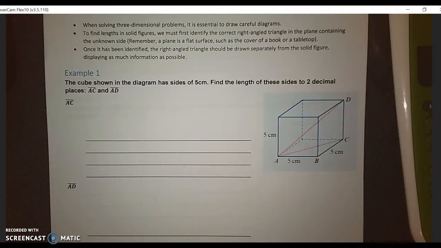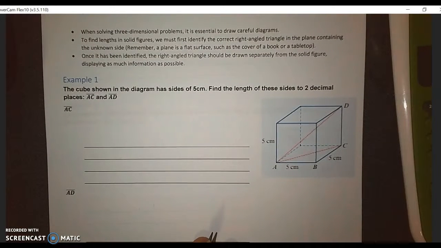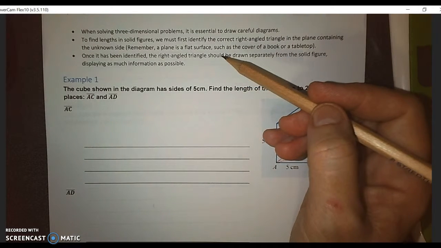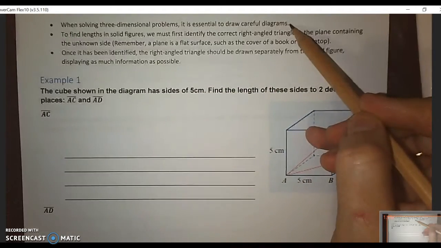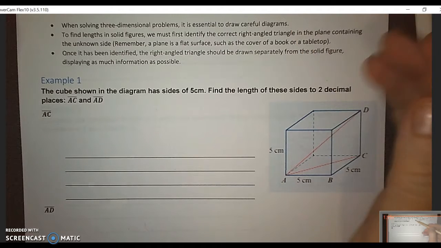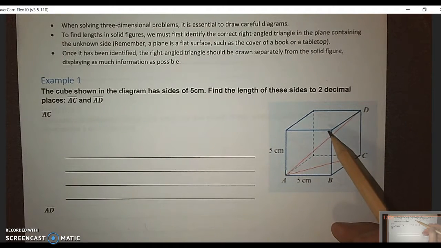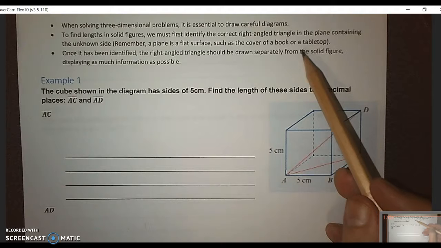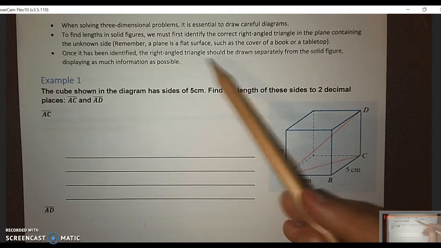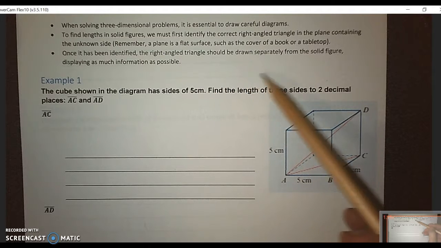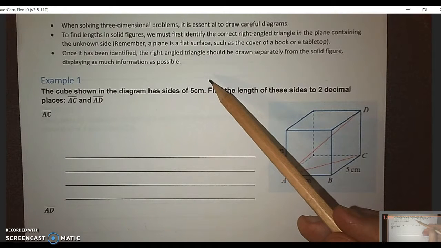Okay, today we're going to be looking at how Pythagoras can be used in 3 dimensions. So, just a few things to note before we start. When solving problems, it is essential to draw diagrams and draw them carefully. Although our pictures are 3-dimensional, we need to draw 2D shapes. So we need to be able to draw the plane that we're looking for. And once we've identified the triangle, we need to draw it and label as much information as possible.